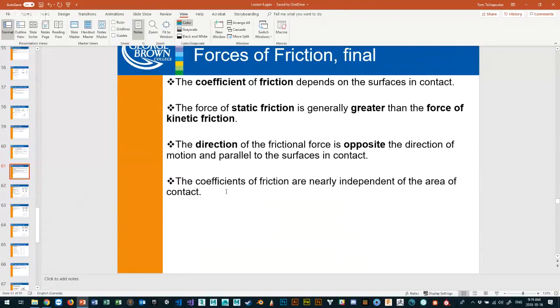And we can say that the coefficient of friction depends on the surfaces in contact. The force of static friction is generally greater than the force of kinetic friction. Okay? And the direction of frictional force is opposite the direction of motion, always. Okay? So what does that mean? What is static friction and what is kinetic friction? Can anyone give me an example of static friction compared to kinetic friction?